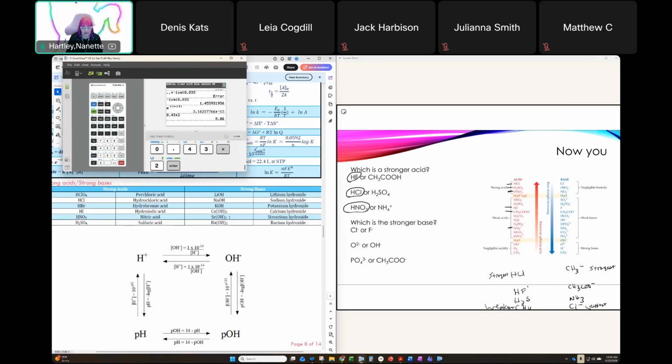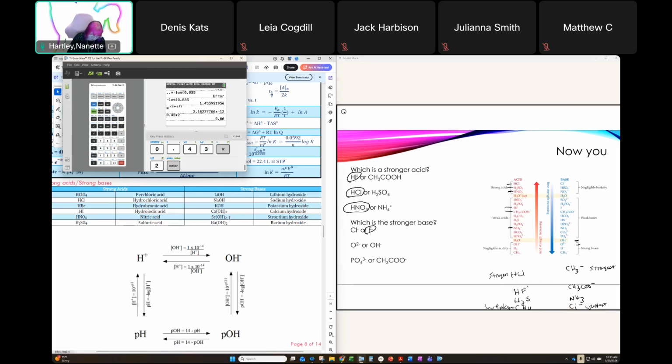So when we talk about stronger bases, our stronger bases are down here at the bottom. Our F minus, because it's lower than the Cl minus, is going to be the stronger base. It makes sense because HF is the weaker acid, so F minus is a stronger base. That is correct. Okay. When we talk about O2 minus, it is here, and our OH minus is way up here.